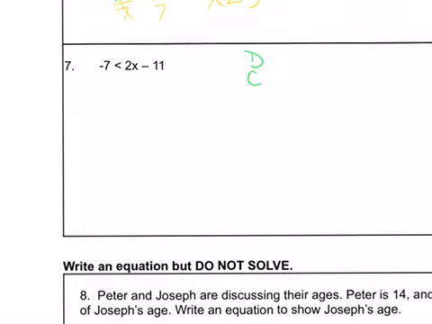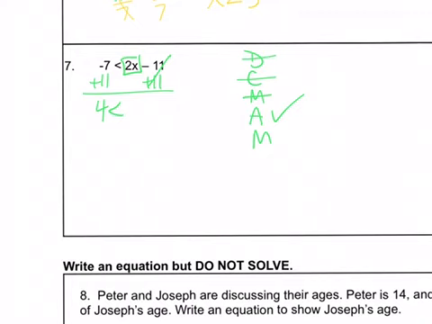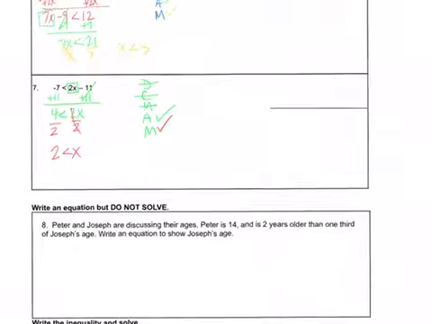Problem 7, don't call me after midnight. No parentheses, no combining like terms. Box my letter, only one on one side, so I do have something to add or subtract outside of that box. I move the negative 11 by adding 11 to both sides, and I get 4 is less than 2x. I divide both sides by 2, and 2 is less than x.